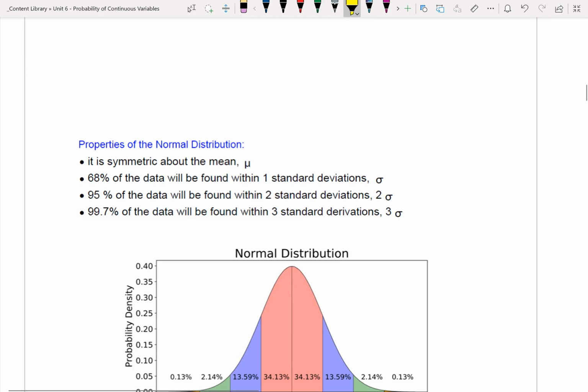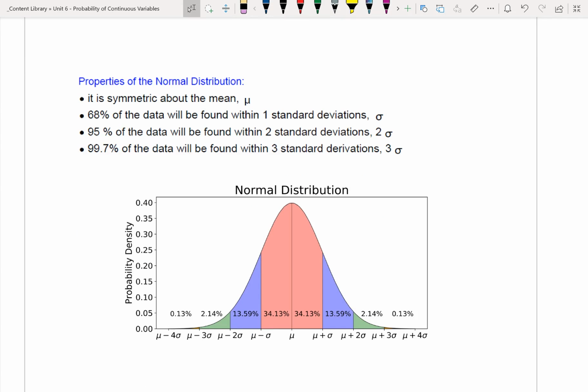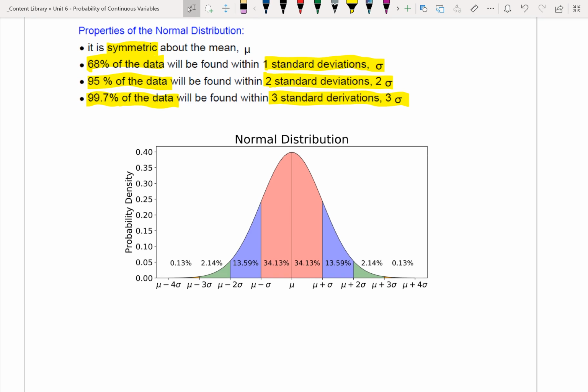So there are some properties of the normal distribution. It is symmetric about the mean. So we've just mentioned this, how it's symmetrical on both sides. 68% of the data will be found within one standard deviation. 95% of the data will be found within two standard deviations. And 99.7% of the data will be found within three standard deviations. So the key thing here is just what percentage of data is found within each standard deviation.